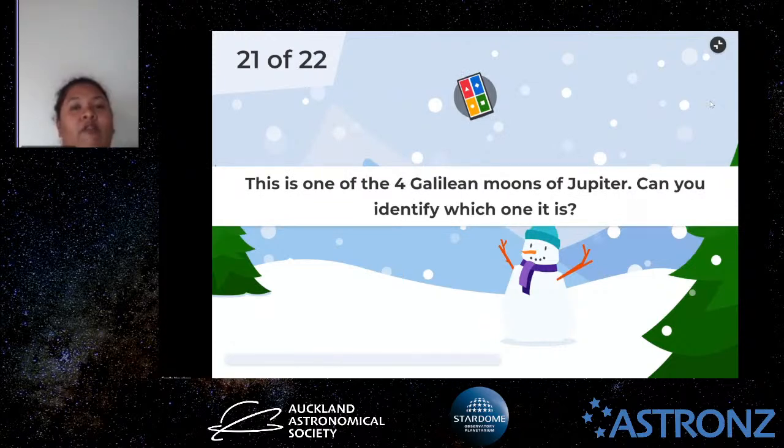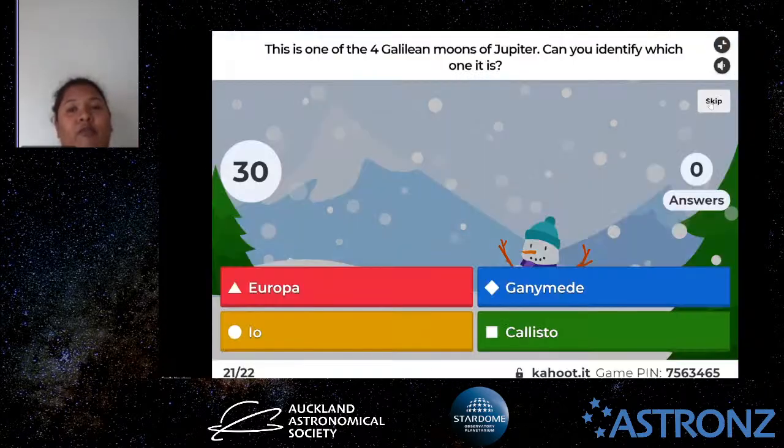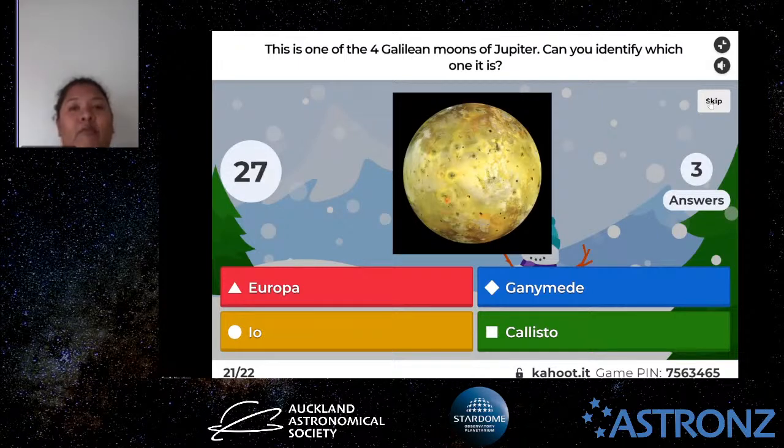Now, this is one of the 4 Galilean moons. Jupiter has 4 giant Galilean moons. Can you identify which one this particular moon is? We've got Europa, Ganymede, Io, and Callisto as your options. It's a very geologically active moon, lots of eruptions, and kind of just looks very moldy.